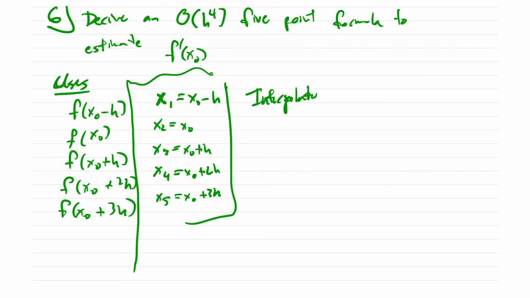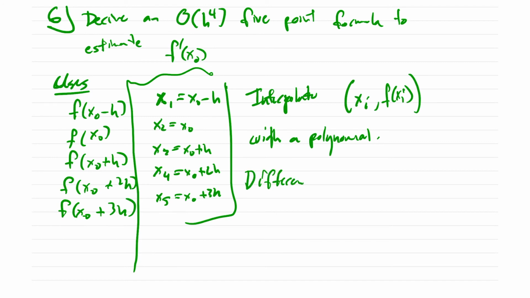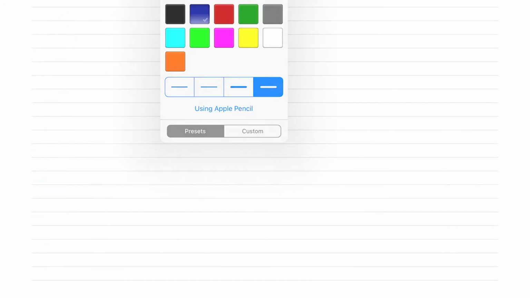And so we can interpolate f, say, xi and f of xi with a polynomial, and then differentiate the polynomial. And that'll give you something. That might be the most straightforward way of going about this. And yeah, let's see if we can check it out with the Taylor polynomial method though, just to do it.